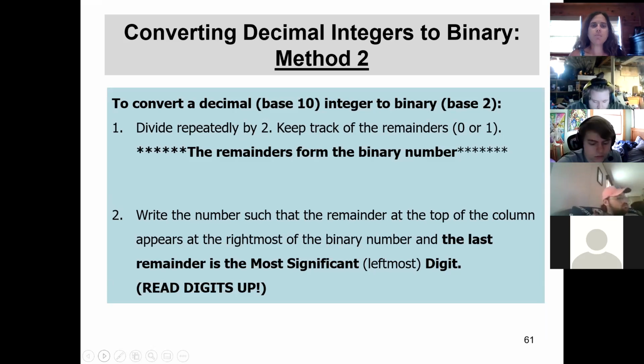So to convert a decimal or a base 10 number to a binary, a base 2, we divide repeatedly by 2, keeping track of the remainder if it's 0 or 1. And the remainders form the binary number. Number 2, write the numbers such that the remainder at the top of the column appears at the rightmost of the binary number, and the last remainder is the most significant or the leftmost digit. And we're going to read our digits up. Okay, get right into the example.